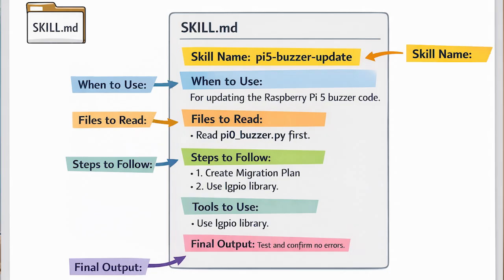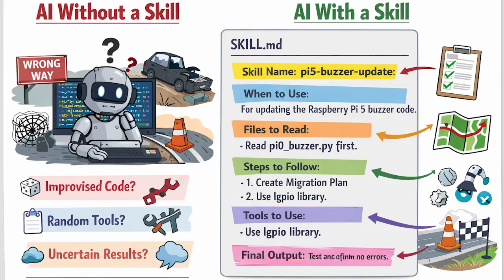So, a skill does not magically make the model more intelligent, but it makes the model more consistent and reliable. It replaces guessing with a repeatable method. A simple way to picture it is, without a skill, the AI is improvising. With a skill, the AI has a checklist, a map, and hopefully fewer opportunities to dive into a ditch.